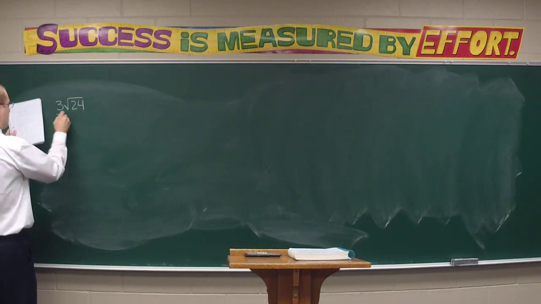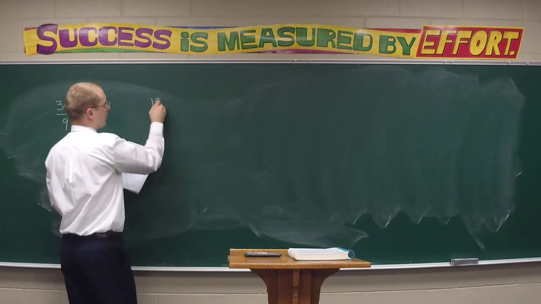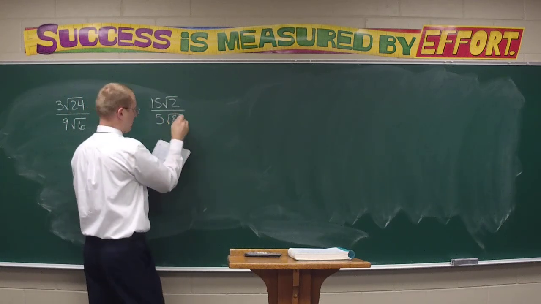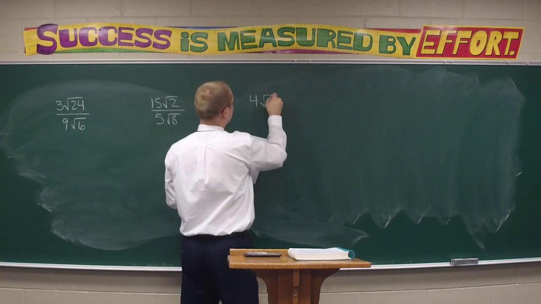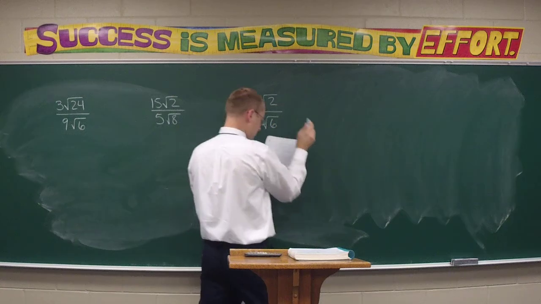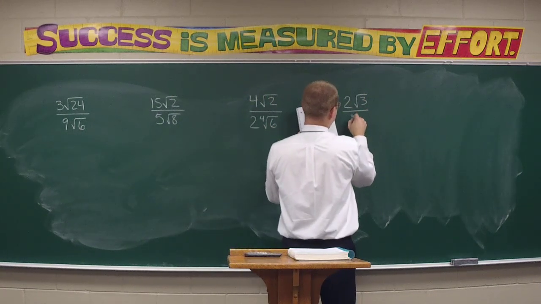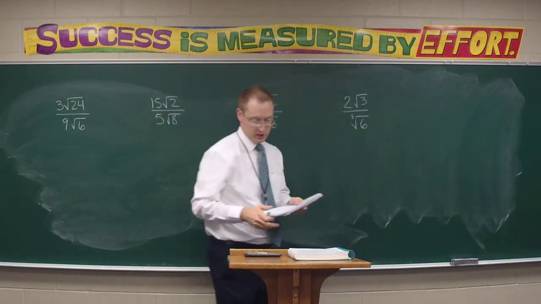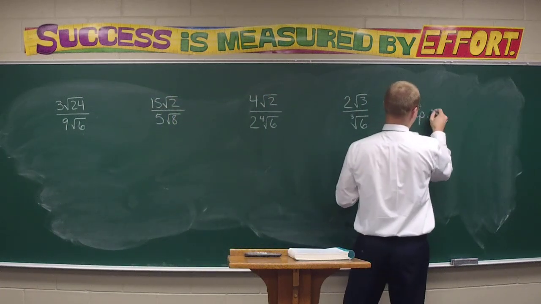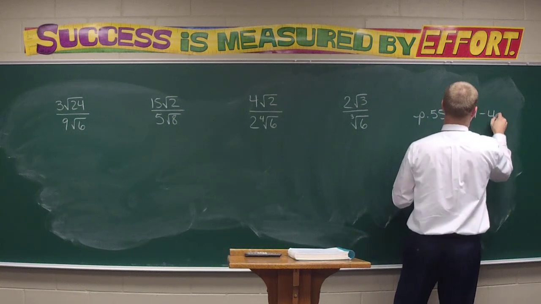We're going to have 3 times the square root of 24 over 9 times the square root of 6. 15 times the square root of 2 over 5 times the square root of 8. 4 times the square root of 2 over 2 times the fourth root of 6. 2 times the square root of 3 over the cube root of 6. In addition to all of this, do page 55, numbers 37 through 40.